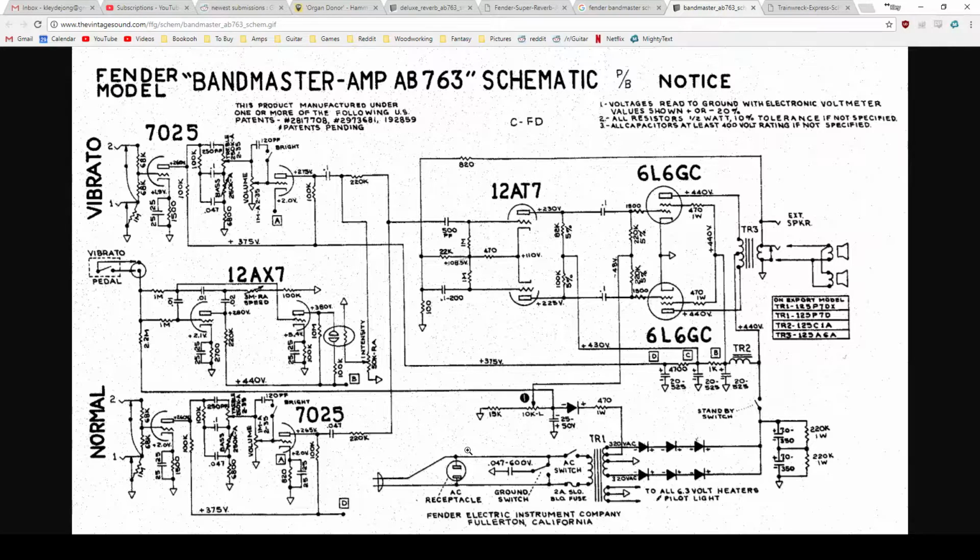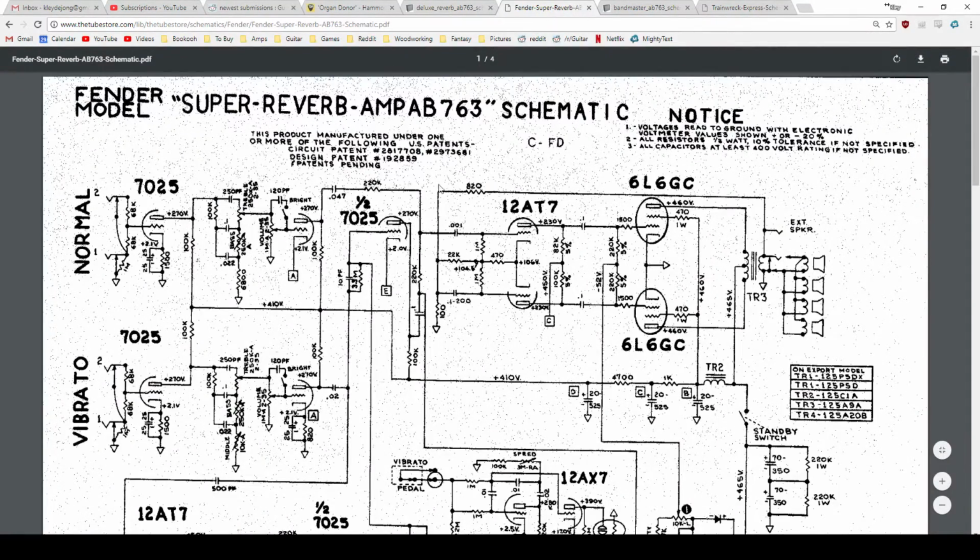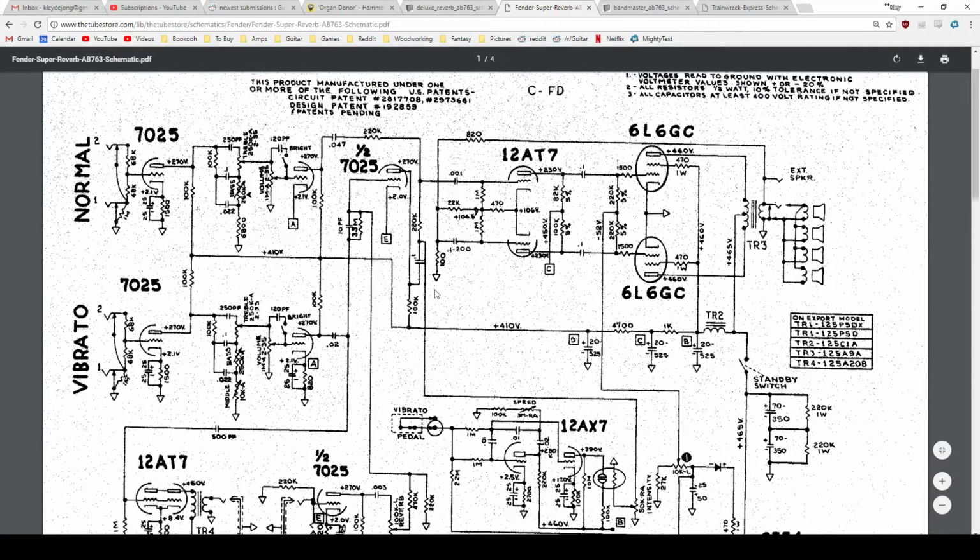Now, in doing my research, however, if you look, there's one big difference between this amp and the Super Reverb, for example, which has always been kind of my favorite amp, and it's right here. This half of a 7025. So if you follow the vibrato channel, same thing, 1 meg, 33k, 100k, the bypass here, 1.5k bias is all the same, blackface tone stack, everything exactly the same.